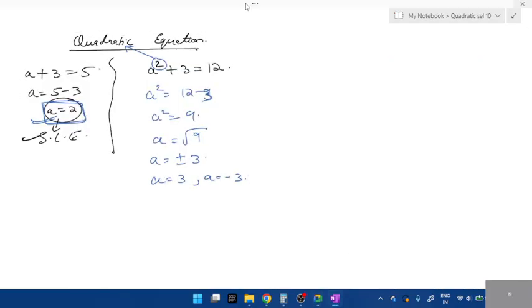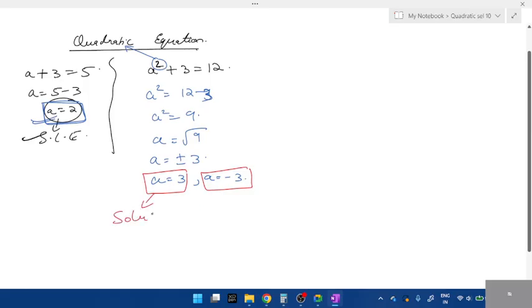Okay, now what is the answer for a? What are the two things we got for a? 3 and minus 3. This 3 and minus 3 is known as the solution of a, students. Okay, now let me take the solution of a and insert the value in a square plus 3 is equal to 12.